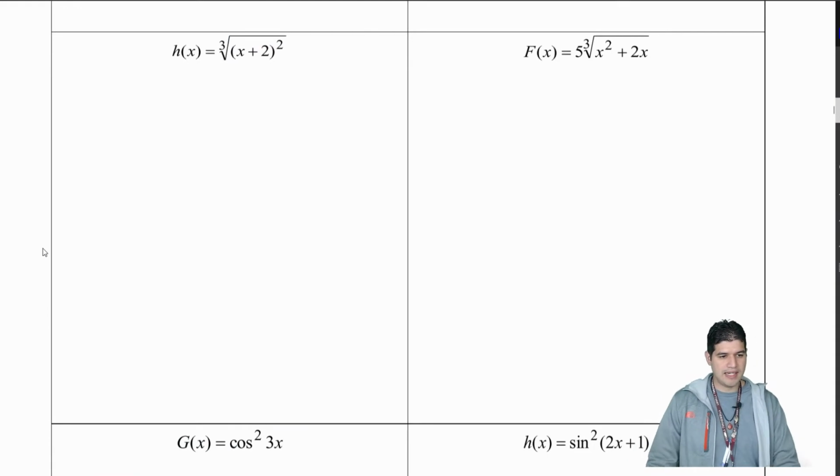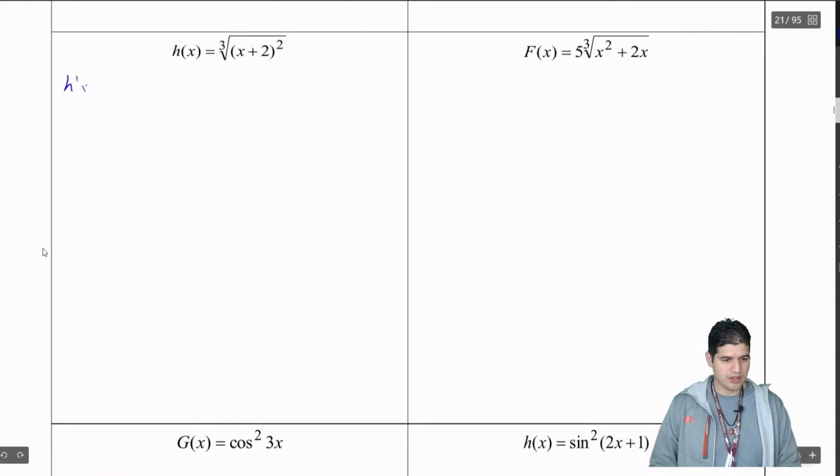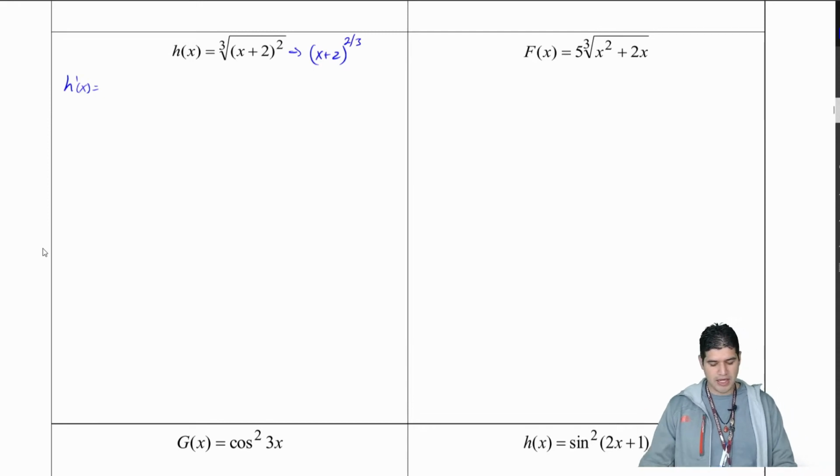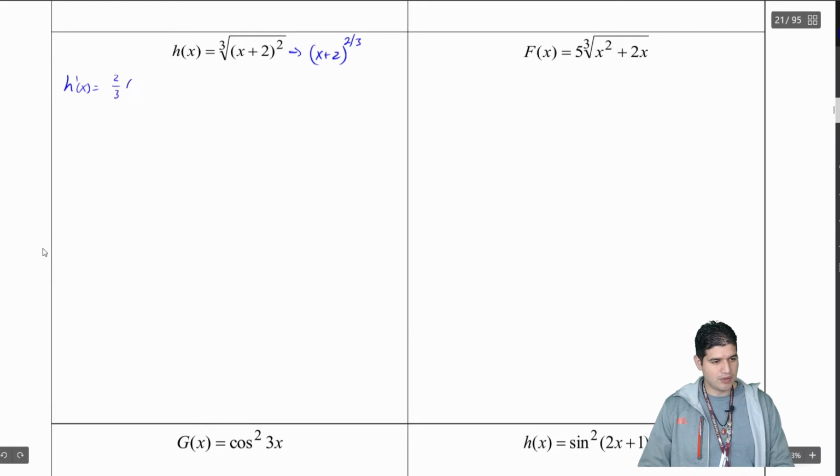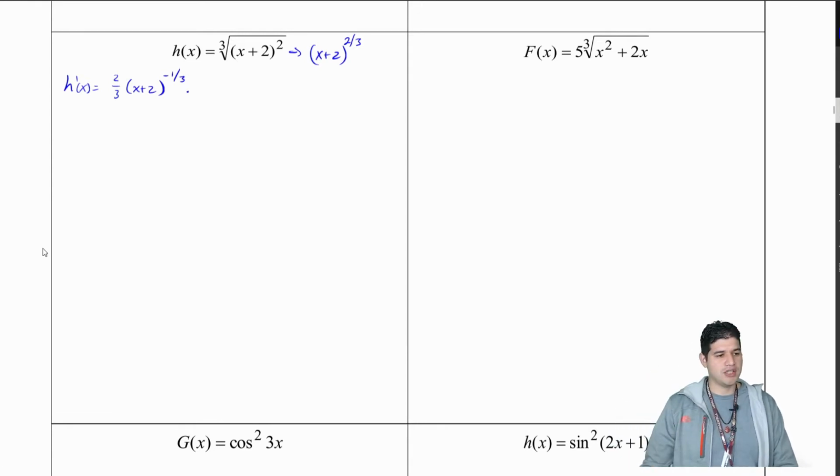So now we're going to find h prime of x in our third problem. All right, and again, I'm going to write it out, x plus 2 to the positive 2/3. That really just helps me keep track of everything. So I'm going to bring the 2/3 down. So 2/3, I'm going to hold on to the x plus 2, and I'm going to subtract 1, so negative 1/3. And then I'm going to multiply by the derivative of the inner function, so x plus 2. So I'm going to multiply by 1.